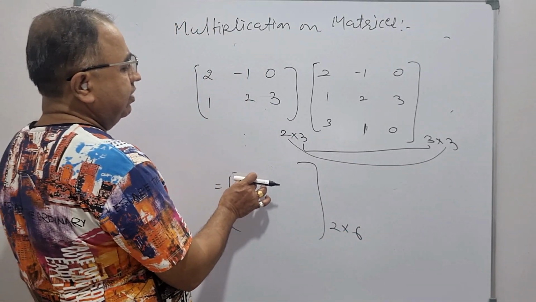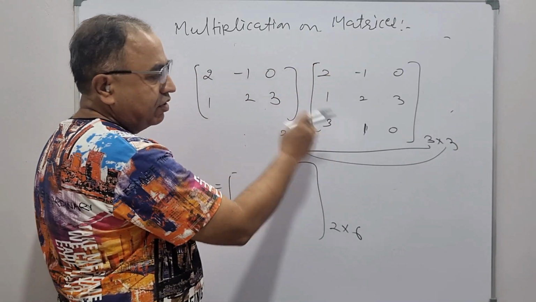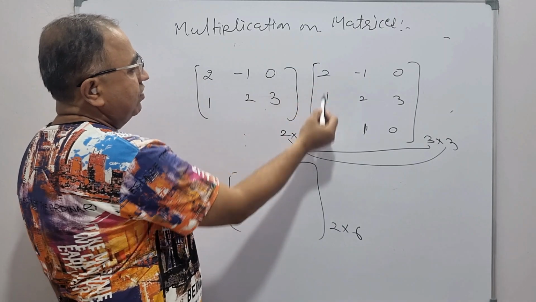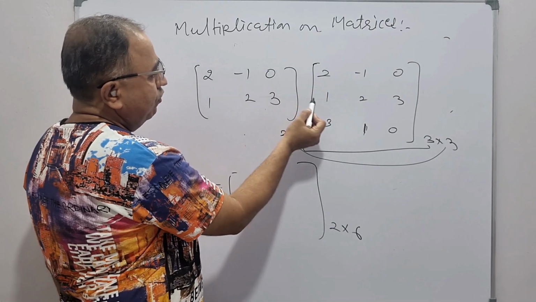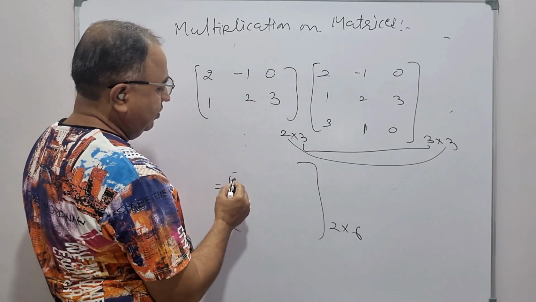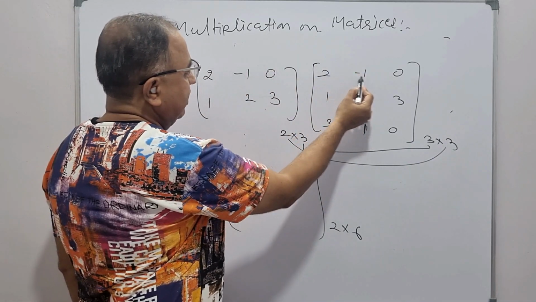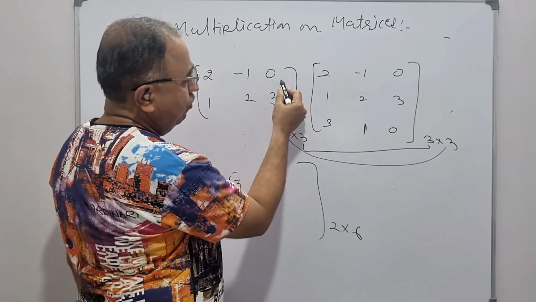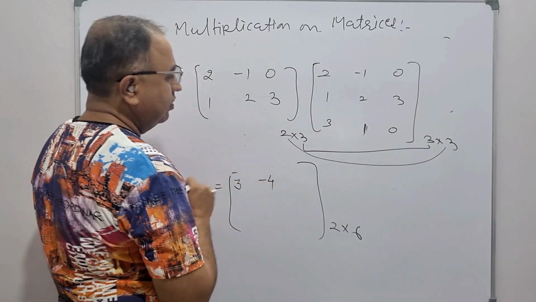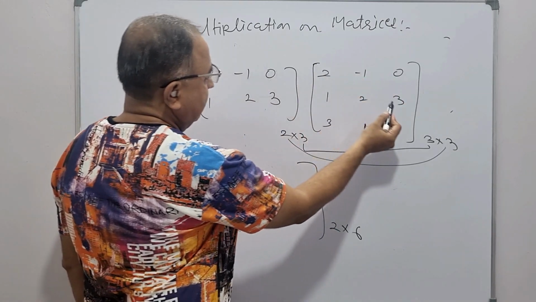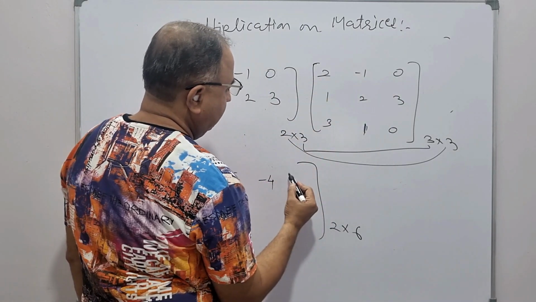How to obtain the first entry? First row, first column, first row, second column, first row, third column. So first row, first column, 2 2s are 4, 4 minus 1 is 3, 3 plus 0 is 3. First row, second column: minus 2, minus 4, plus 0 is minus 4. First row, third column: 2 into 0 is 0, plus minus 1 into 3 is minus 3, plus 0 is only minus 3.